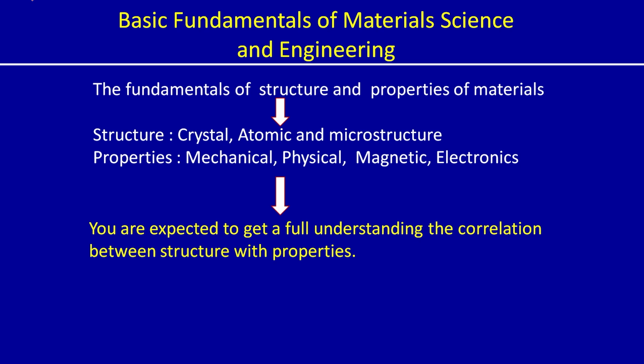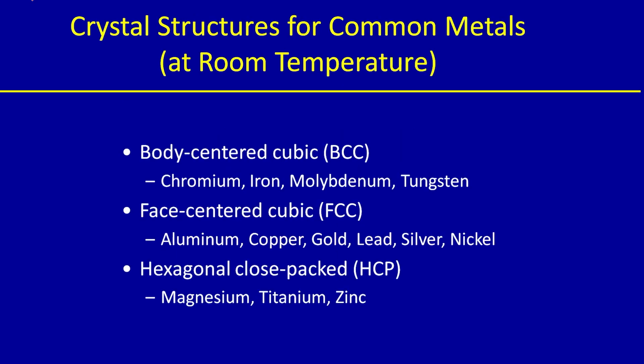And properties means we are talking about mechanical, physical, magnetic, electronic, electrical, all these kinds of properties. It is important for you to fully understand this correlation between structure and properties. And as far as crystal structure is concerned, most metals crystallize in 3 different structures. First one is the body centered cubic, called the BCC structure, and it has a very simple unit cell.